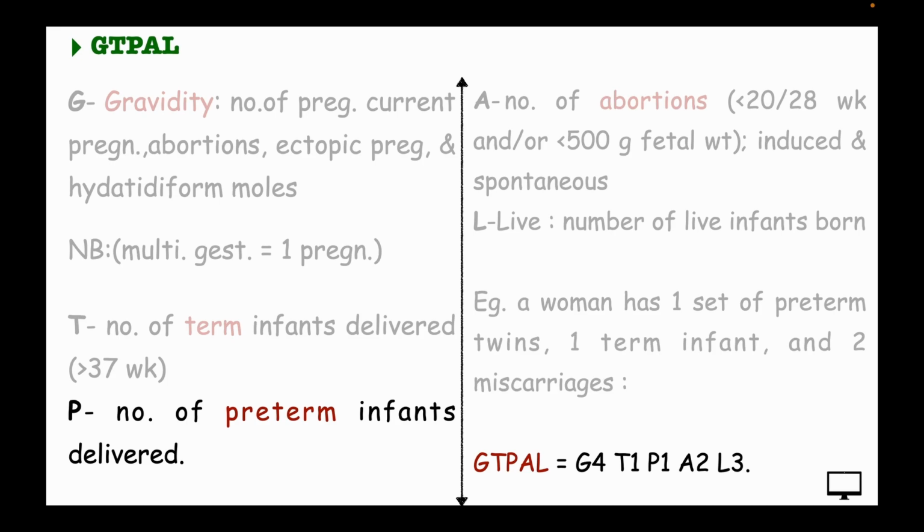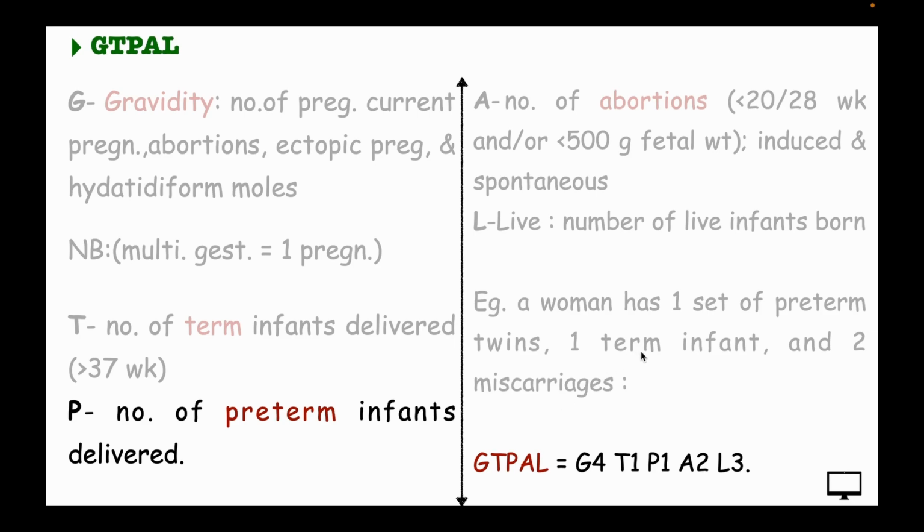How did we arrive at this? It's very simple. We said the woman has had one set of preterm twins. So that was her gravida 1. Then one term infant making gravida 2, and two miscarriages making gravida what? 4, because she's had two separate pregnancies which she miscarried.